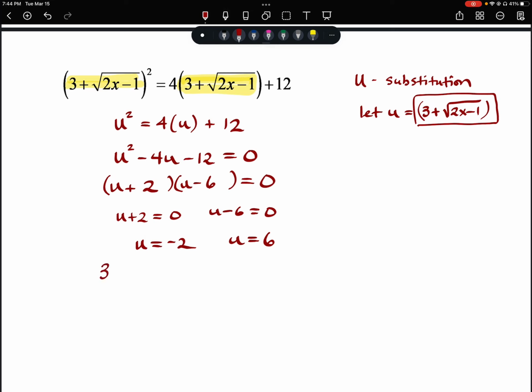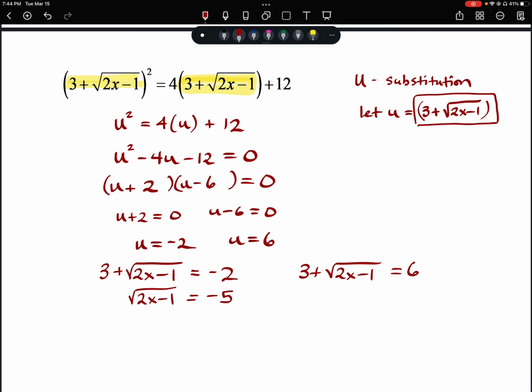So we've got 3 plus the square root of 2x minus 1 is going to equal negative 2. And then we also have 3 plus the square root of 2x minus 1 is going to equal 6. And now let's look at solving. So we're going to subtract 3.